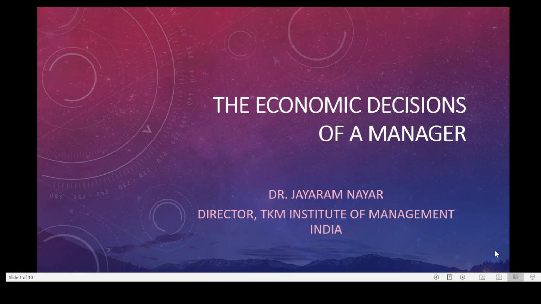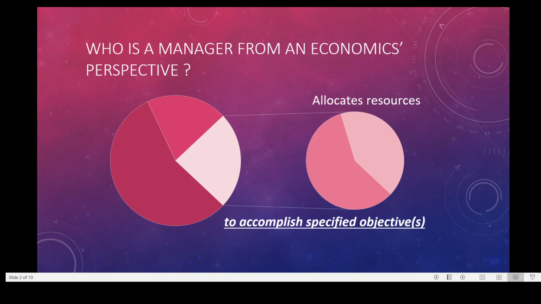For purposes of economics, we shall define a manager as one who is an allocator of scarce resources. There is a scarcity of resources. He allocates those scarce resources to accomplish a specified objective or objectives. The objective can be to maximize profits or to maximize sales revenue or just to grow.